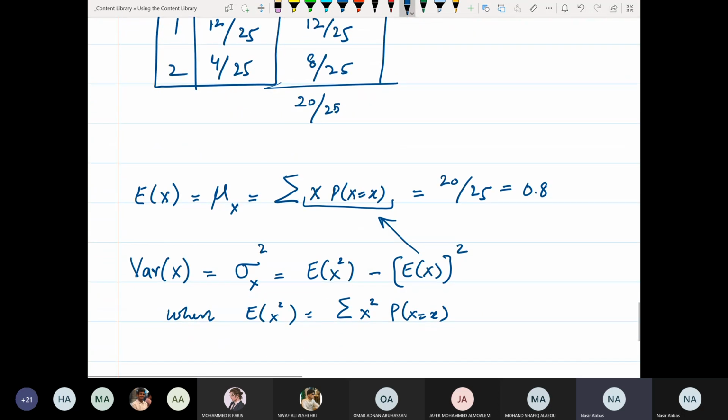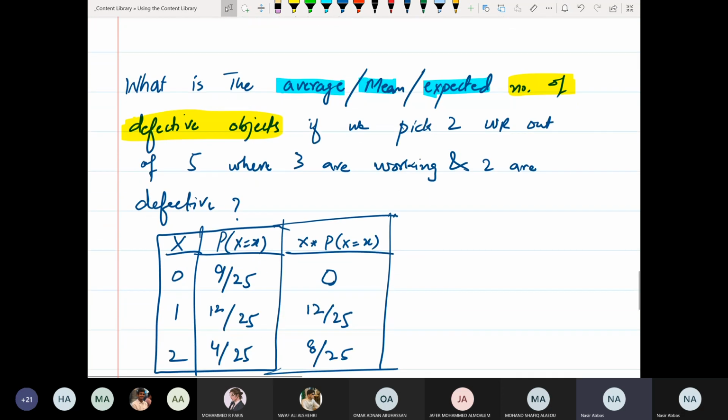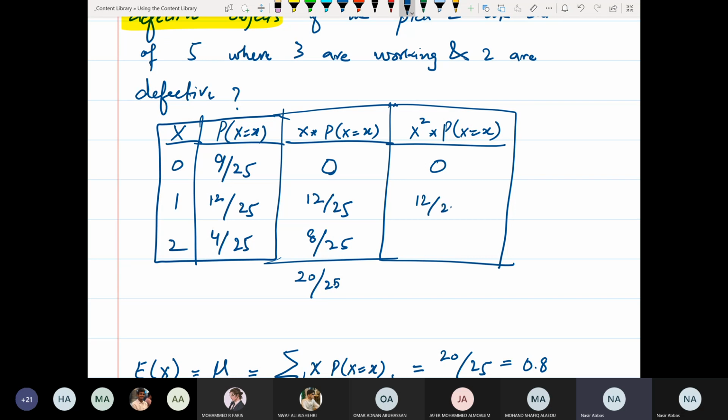For now, I'm going to find the variance of x. The variance of x has a formula. And if you look at this formula, I need expected value of x square, which I'm going to find by creating a new column here, x squared times p of x equals x. So 0 square is 0 multiplied by 9 over 25 will be 0. 1 square is 1 multiplied by 12 over 25 is 12 over 25. 2 square is 4. 4 multiplied by 4 is 16 over 25. And the sum of this column is 28 over 25.